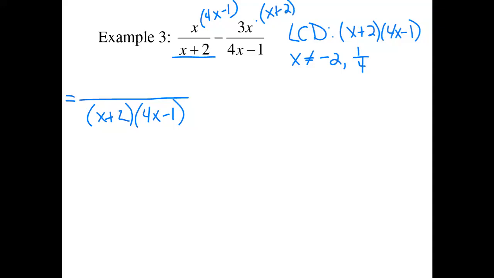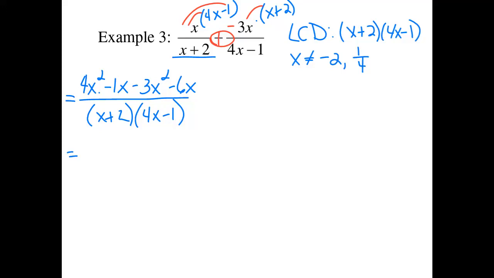Now here again, this is a subtraction, so I'm going to change this to add the opposite and make that 3x negative. So when I distribute it in, I'm going to send in a negative 3x, and then I got to send in the x over here. So when we go to write our new fraction, x times 4x will get me 4x squared. X times negative 1 will get me negative 1x. And then we've got negative 3x times x gives me negative 3x squared. And negative 3x times 2 gets me negative 6x.